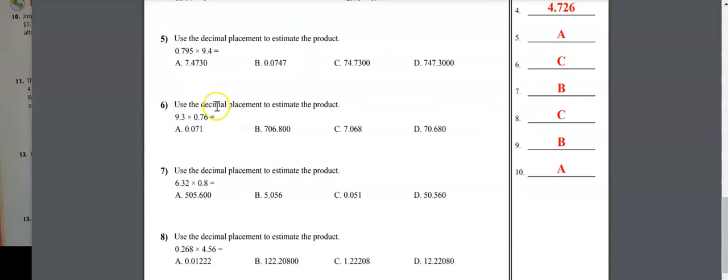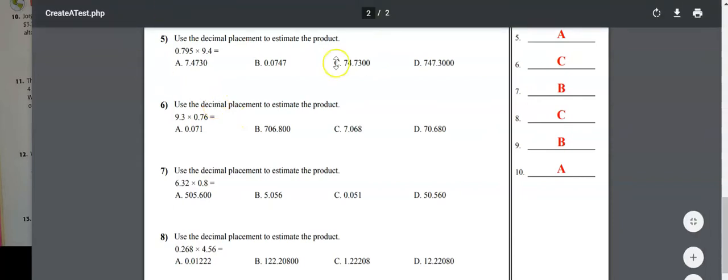Number 6, then, you should have chosen letter C. Why should you choose letter C for number 6? Well, 9 times a little less than 1 should be less than 9. The only choice that gives you a little less than 9 is letter C, and it also gives you 3 places past the decimal.